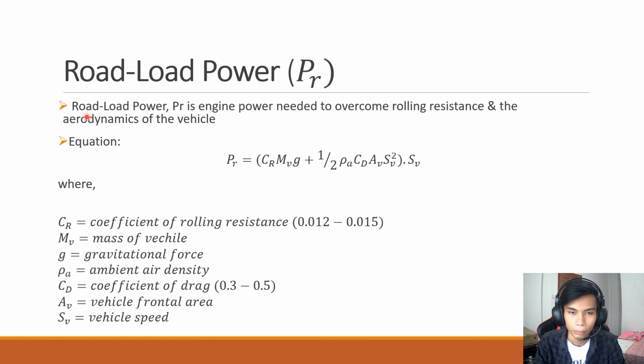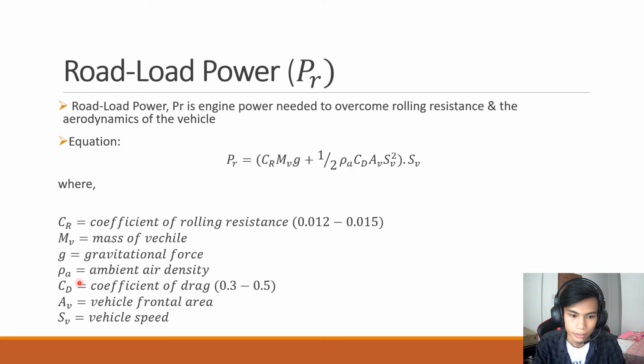So road load power, or PR, is the engine power needed to overcome rolling resistance and the aerodynamics of the vehicle. So here are the important equations of road load power. CR means the coefficient of rolling resistance, which ranges from 0.012 to 0.015. MV is the mass of the vehicle. G is the gravitational acceleration.